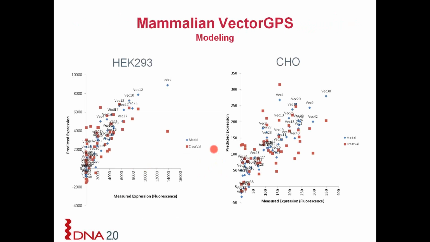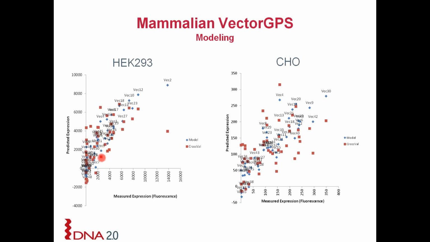And furthermore, the data here shows that we're able to successfully create a predictive model for HEK and CHO. What the graphs are depicting here is measured expression versus predicted expression. So on the x-axis you have measured expression, and on the y you have predicted expression. Blue represents the model points, and red represents cross-validation points. And as you can see, the model's fairly tight. And if you try to overlap them, you can see there is very little overlap, again showing that HEK and CHO do have distinct preferences.